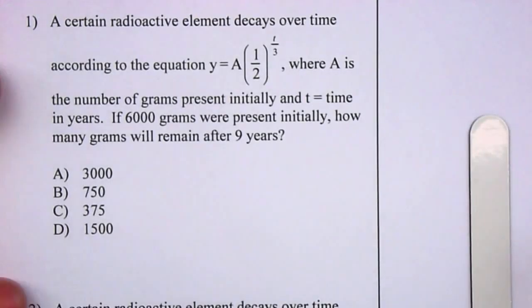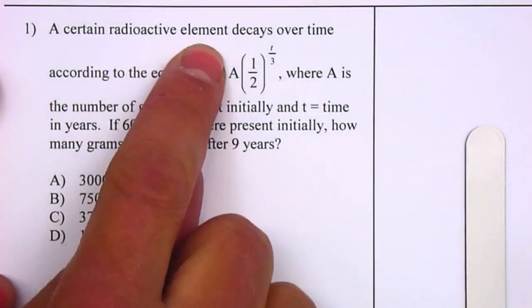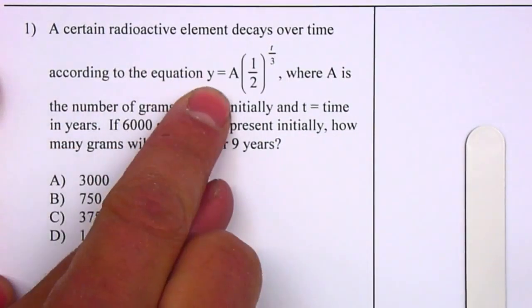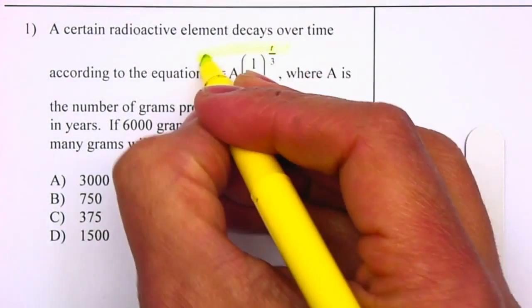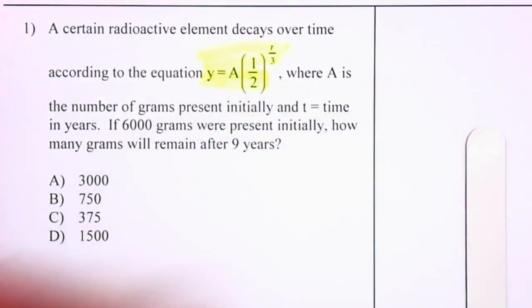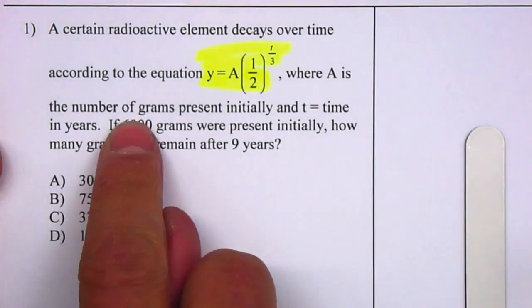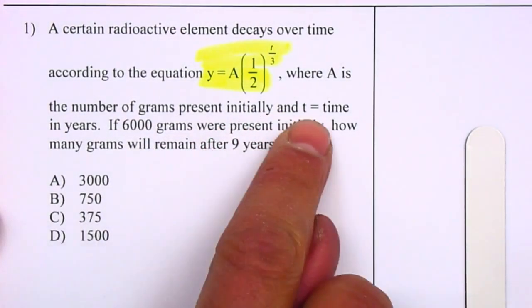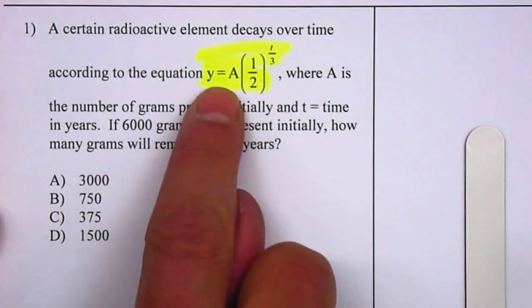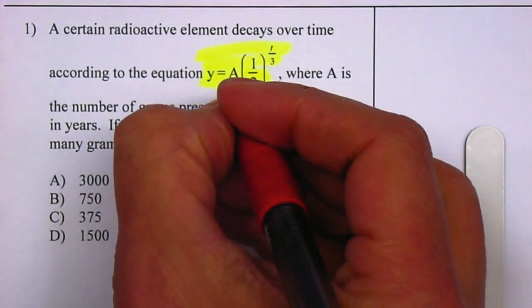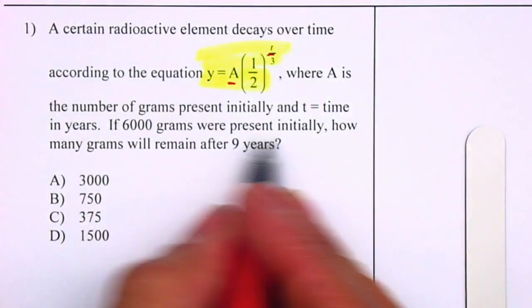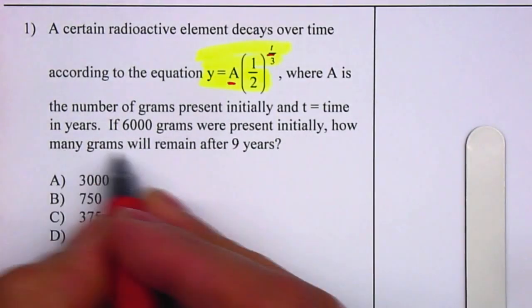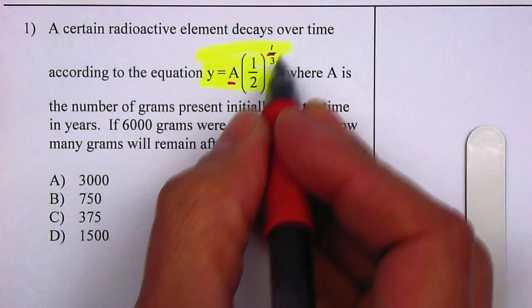Now on this problem, a certain radioactive element decays over time according to the following equation. Many times it'll give you an equation that you must use, and you basically just have to plug in the information. A stands for the number of grams present initially, T is the time, so we just have to plug in two numbers, the value of A and T. If 6,000 grams were present initially, that will be the value of A. How many grams will remain after 9 years? That will be the value of T.